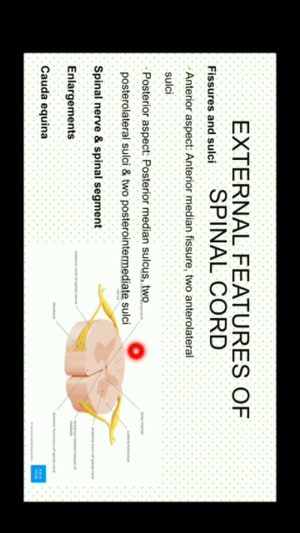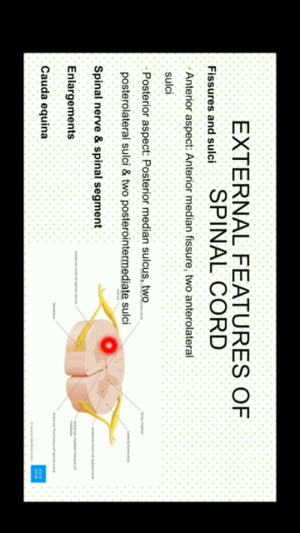If you join these two, it divides the spinal cord into halves, and each half is further divided into three columns. You can see the anterior, lateral, and the posterior columns divided by two more sulci. This is the anterolateral sulcus, and this one is the posterolateral sulcus.